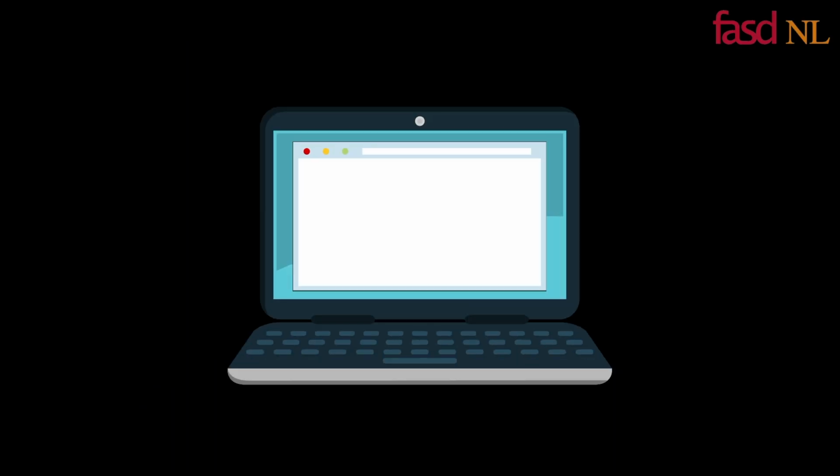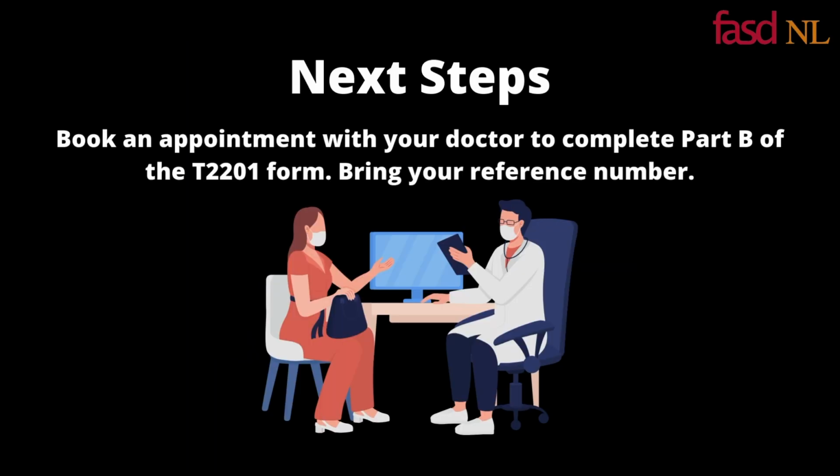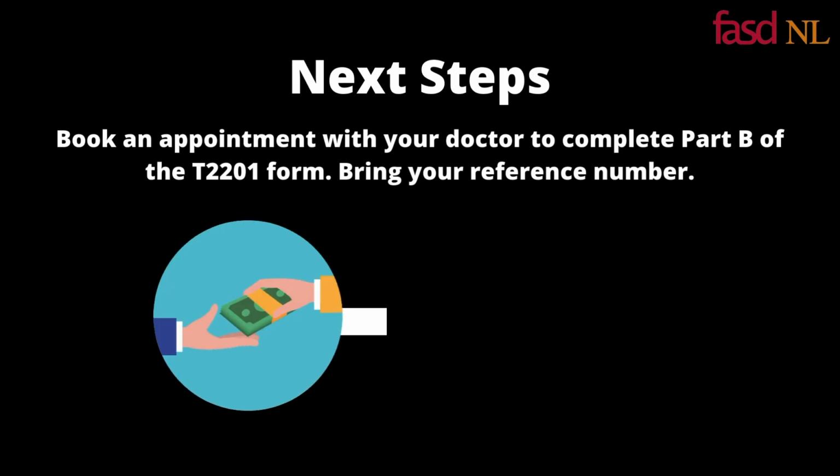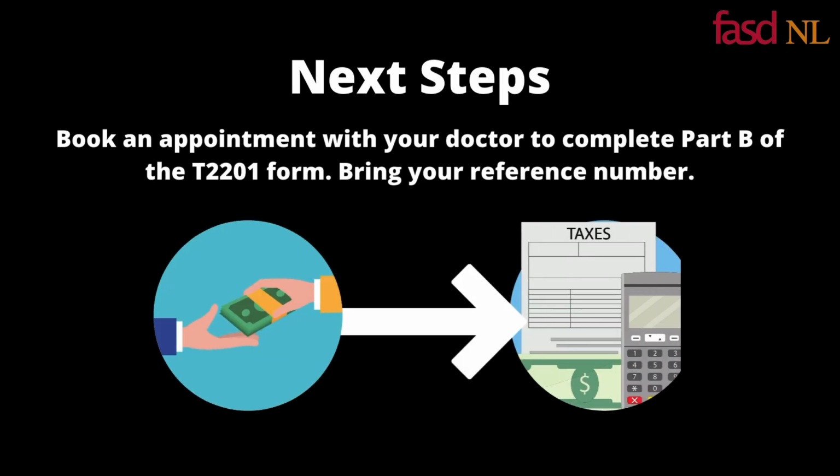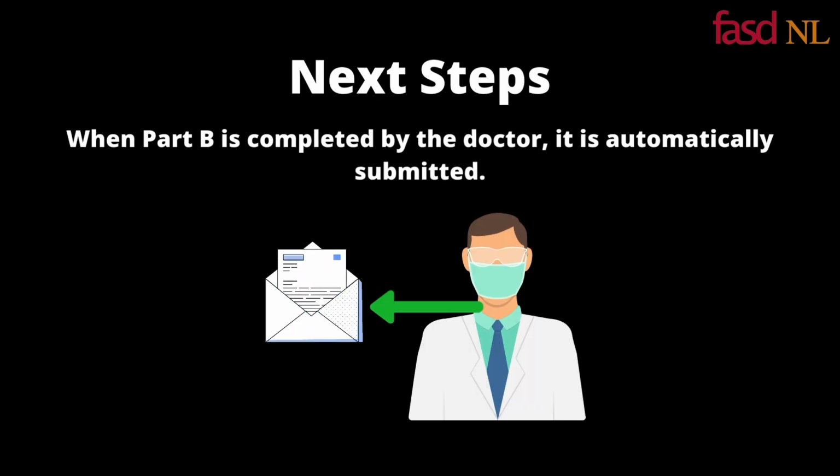The next step is to book an appointment with your doctor to complete Part B of the T2201 form. Remember, bring your reference number. There may be fees associated with the medical practitioner completing Part B, so be prepared to pay for this appointment. Keep all receipts, because if you are approved for the disability tax credit, you can claim this expense back. When Part B is completed by your doctor, it is automatically submitted for review.